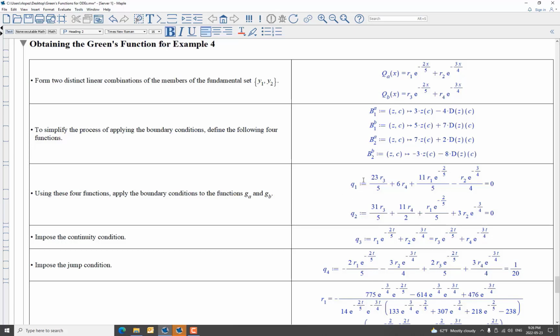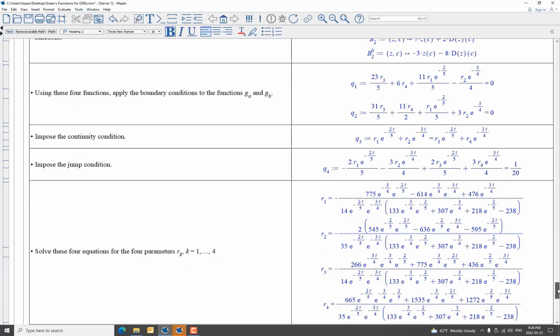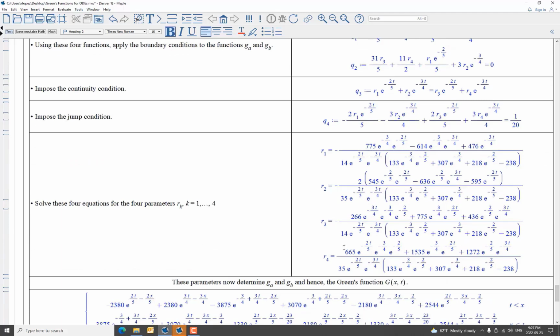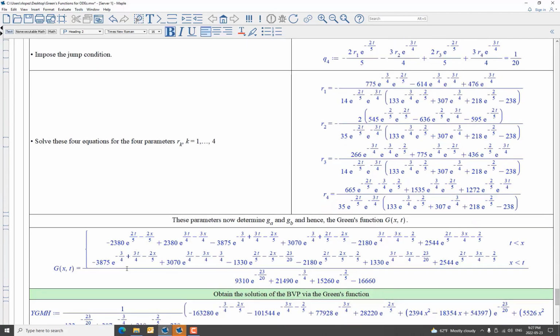That gives you these 2 equations, and you'll see there's R3, R4, R1, R2 in both equations. So these 2 equations have 4 of the unknowns. This is the continuity condition. 1 more equation. This is the derivative condition. So now you have 4 equations and 4 unknowns. You can compute R1, R2, R3, R4, and hence you can put together a Green's function.